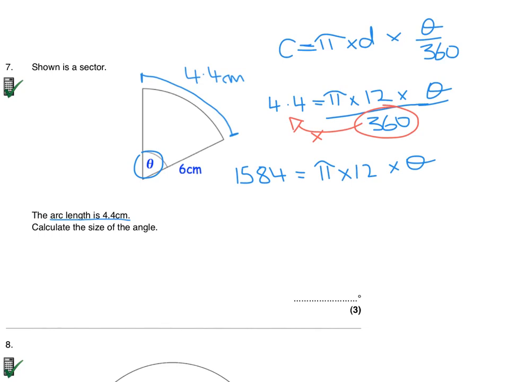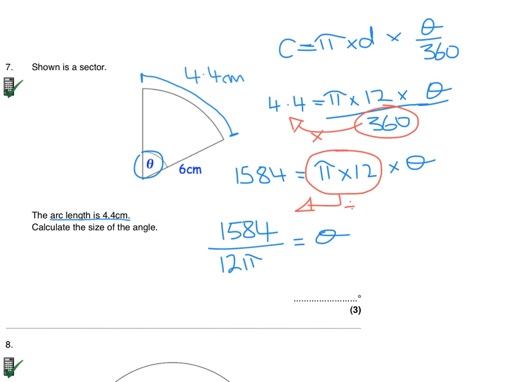Now I want to get theta by itself, so I want to move everything else to the other side. I'm going to take this pi times 12, or you can call it 12 pi if you like, and move it to the other side, and it's going to divide whenever it goes across. So I'm now going to have 1584 all over 12 pi, and that is my angle. I just have to type that into the calculator, and I get an answer of 42.0.